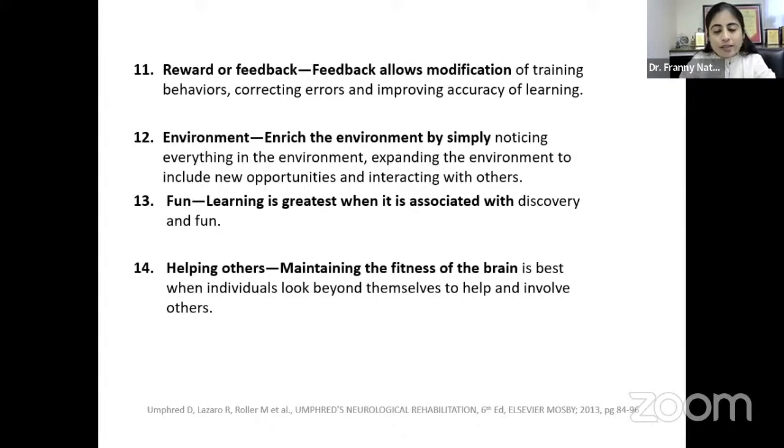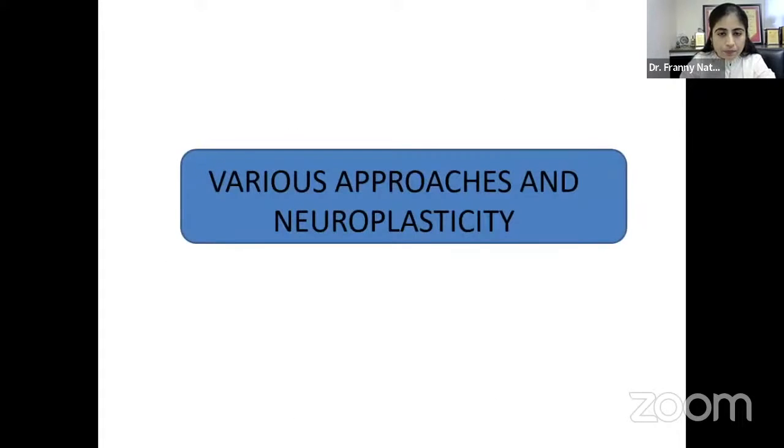So these were certain principles of neuroplasticity and how these principles should be incorporated during therapy. We are now going to talk about the various approaches that are based on either the principles or the mechanism of neuroplasticity.